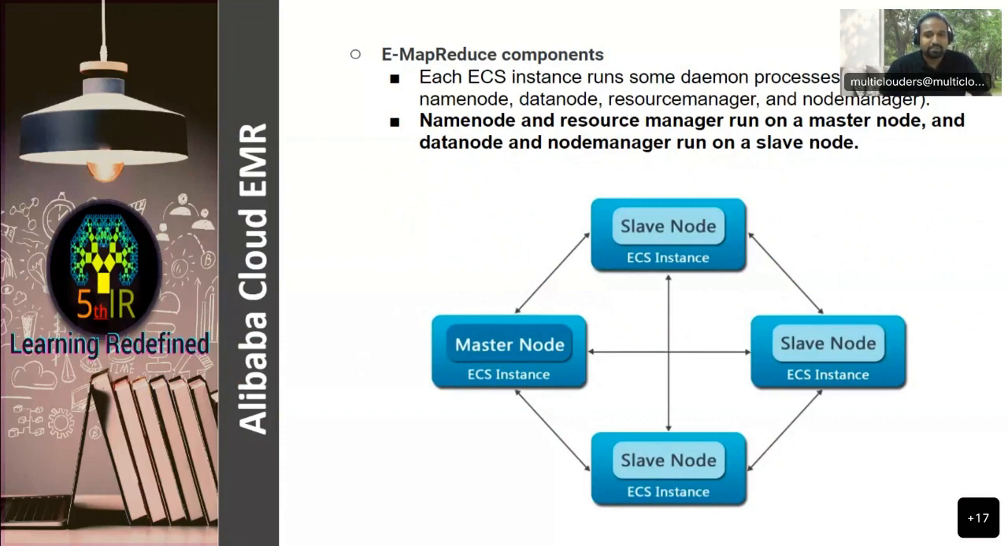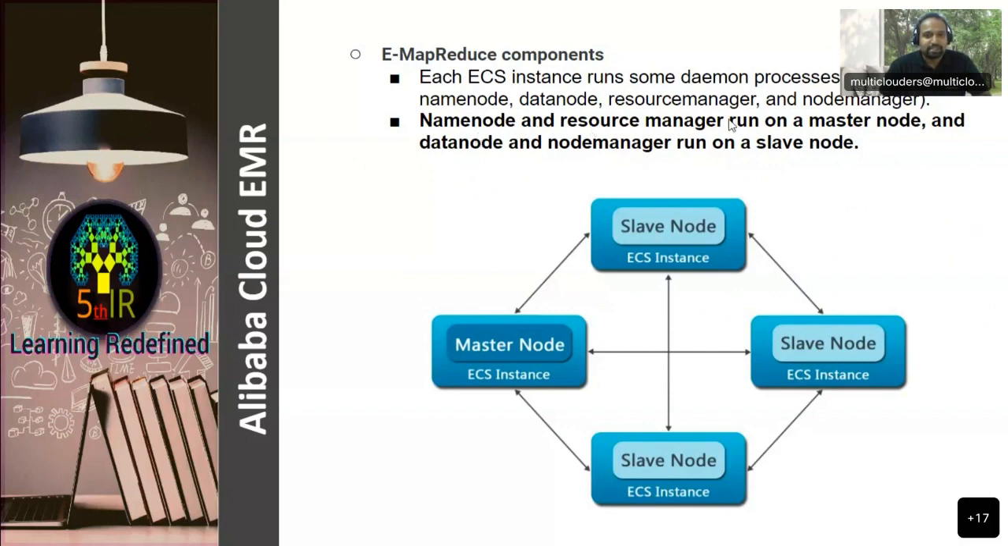Then this is a diagram of master and slave. So master node and slave nodes are present. When you are creating a cluster in Alibaba Cloud Elastic MapReduce, there should be one master node and two or more slave nodes. And again, this master node and slave node are implemented on Elastic Compute instances. So it is nothing but the Elastic Compute service, the infrastructure provided by Alibaba Cloud. So EMR, Alibaba Cloud Elastic MapReduce, is implemented over the Elastic Compute service of Alibaba Cloud.